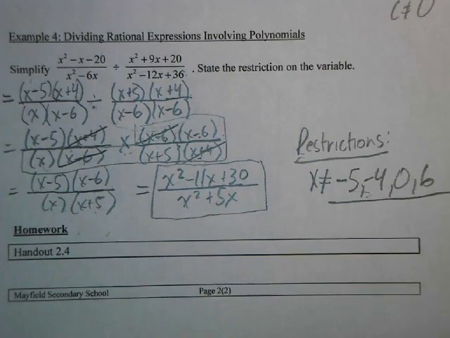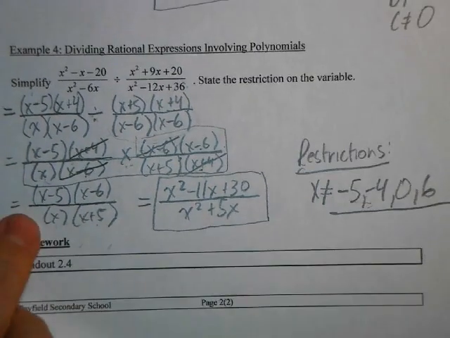So just remember, dividing and multiplying rational expressions, you do not need to find a common denominator before you combine them. You just multiply across the top and bottom. But just like when we simplified, you want to factor first and then combine and cancel factors. Okay.